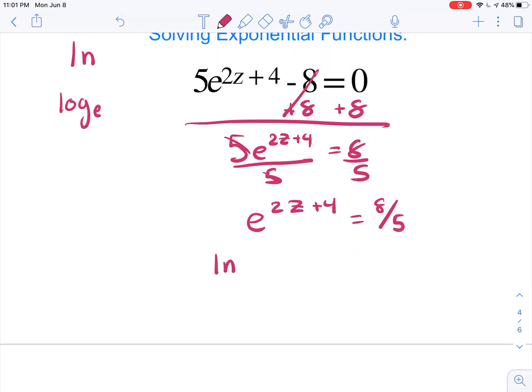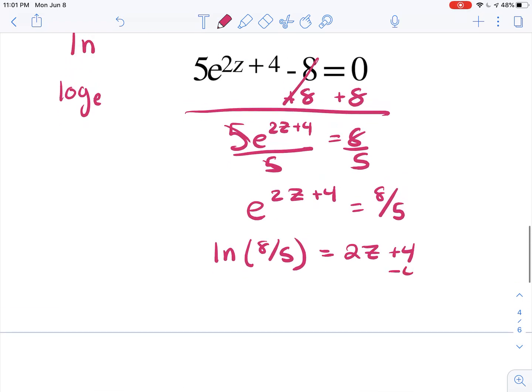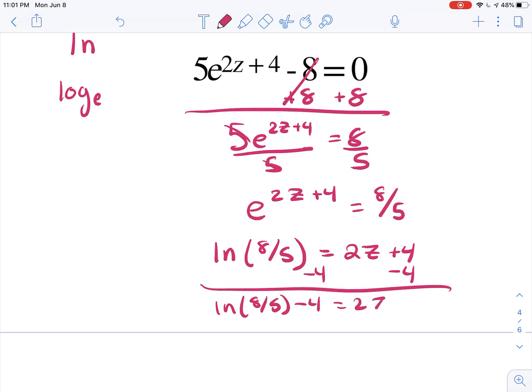Now, again, we don't need log base. We can just use ln because that is the same as log base e of our answer is equal to my exponent. Okay, and all that's left is to subtract and divide. And 8 over 5 minus 4 and divide by 2.